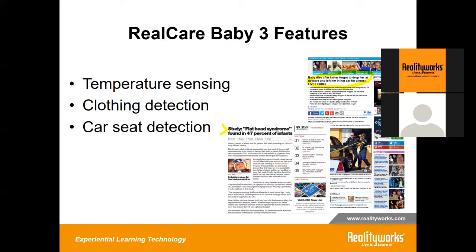And RealCare Baby 3 comes with car seat detection. This is a disc that is put in the back of your car seats, either the RealityWorks versions or a version you're using. And what this does is help students understand what flathead syndrome is. In recent years, we've learned that there's been a dramatic increase in flathead syndrome due to infants being left in car seats or swings for really long periods of time. So there's a lesson that comes with this to talk about the importance of tummy time and interactions with your baby. And then you can also monitor how long they left a baby in that position.